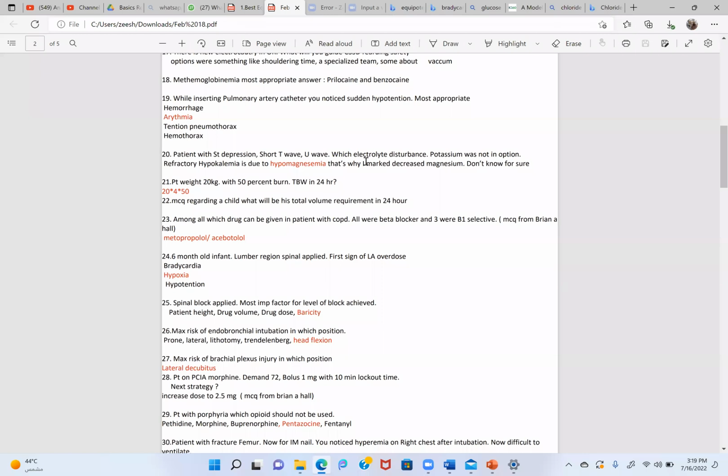Okay. A patient with ST depression, short T wave, U wave, potassium was not given. Refractory hypokalemia is due to hypomagnesemia. That's why I marked decreased magnesium. Don't know for sure. What will be the ECG finding in hypomagnesemia?